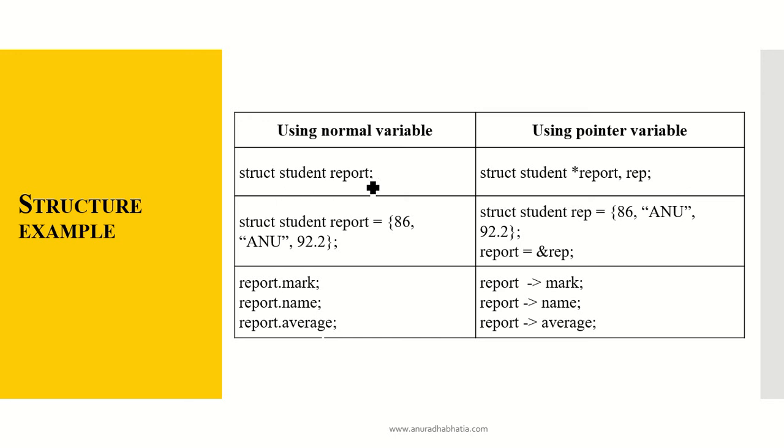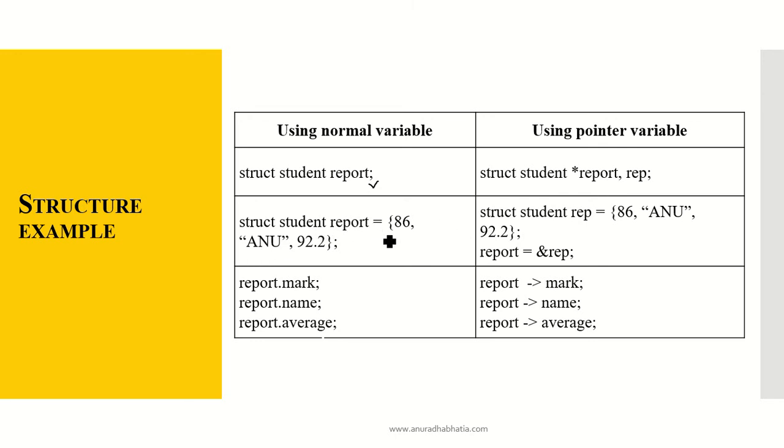Struct student report. I need to create a report. This is a normal way of declaring. So here we'll say struct student, pointer report, and rep. So we declare 2 variables over here. One will be having the address and another will be used as a pointer to represent my structure.